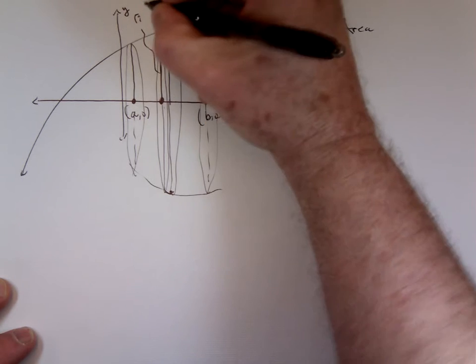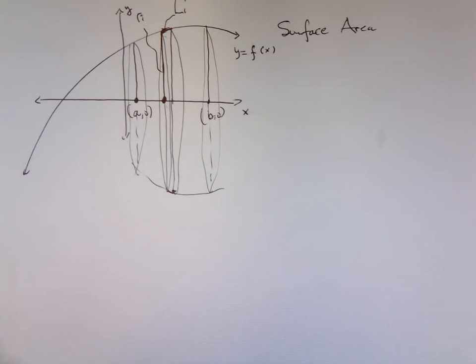So, here's my little piece of arc length up here. It gets whipped around the x-axis. It's going to generate some area. We want to know how much area is generated by this arc length. So what I'm going to do is cut this, and I'm going to open it up, and what I'm going to get is something that looks rectangular.